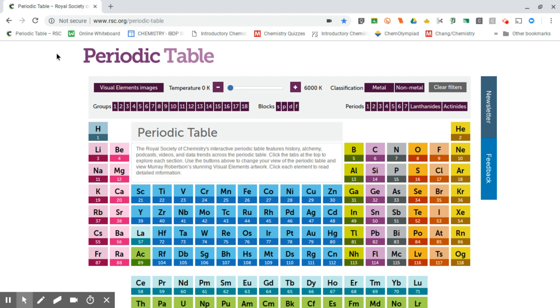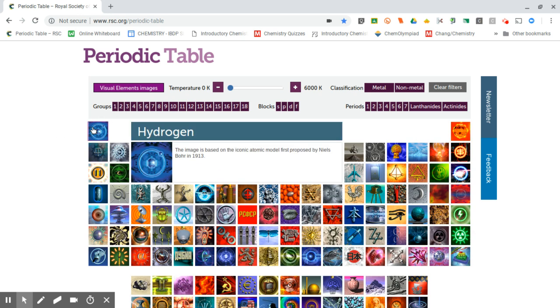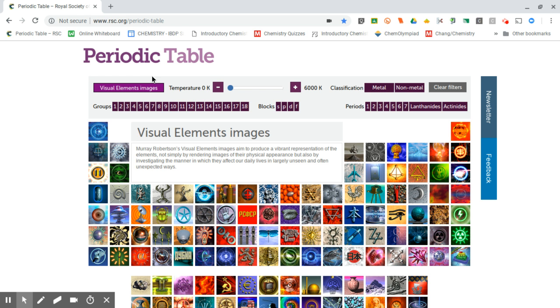First, on the top part, you can see the visual elements, so you can have an image of every element, like picking any type of element. There it is. So you can see how the element looks like. They will give you a sample of that. So this is the first feature that I want to share with you.